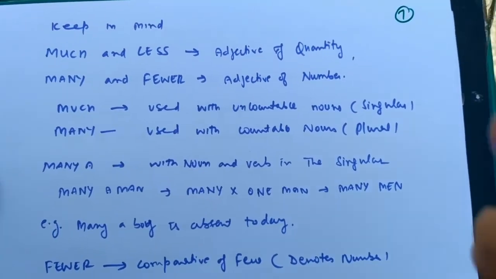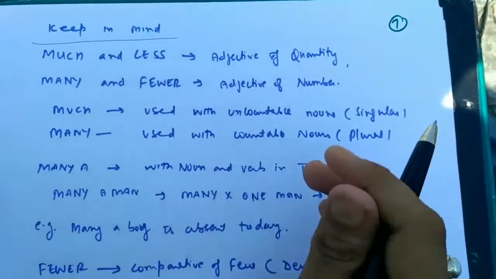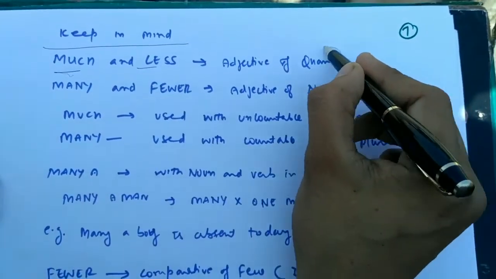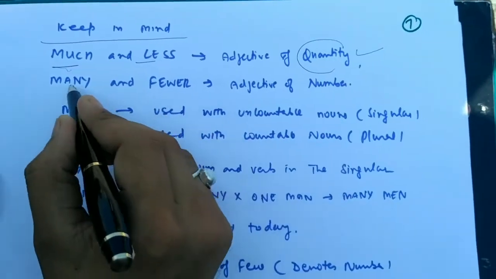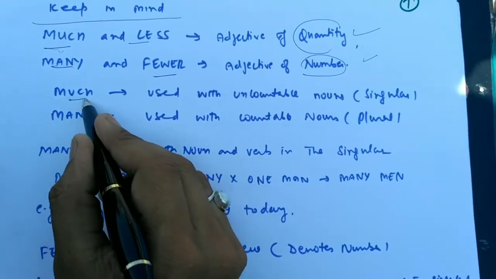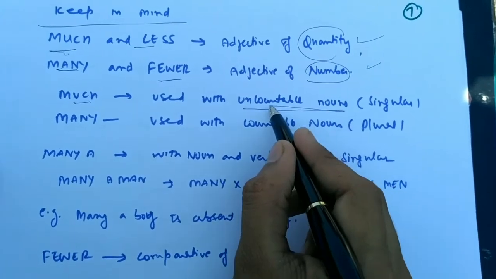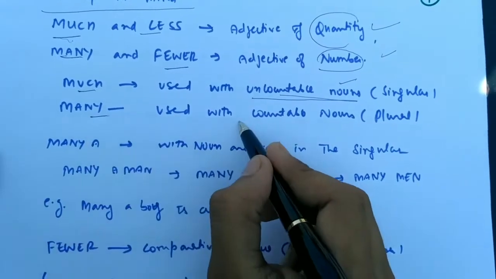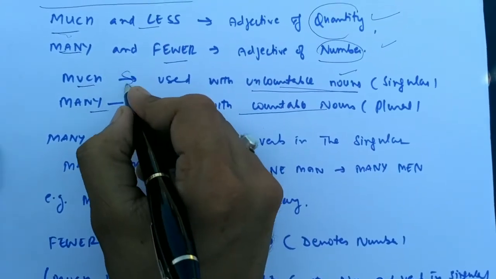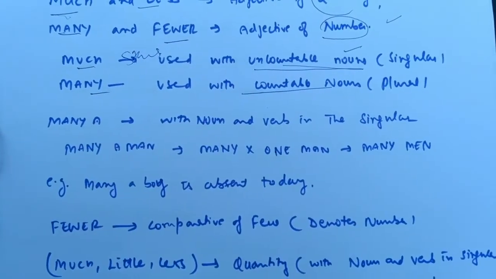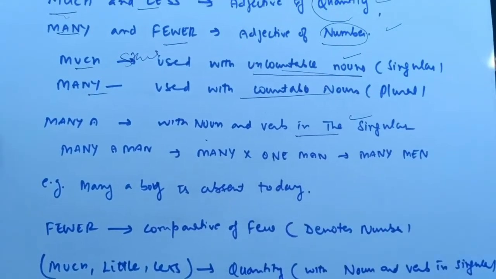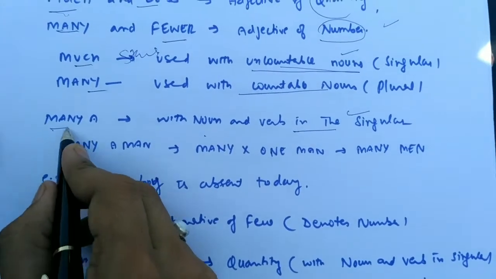So here are some tricks you have to keep in mind while solving the determiner. Much and less are adjectives of quantity. First of all, many and fewer are adjectives of number. Much is for the uncountable things, many for the countable things. Uncountable means stars. Many with a noun and a verb. If we use noun and verb in singular form, there we use many.